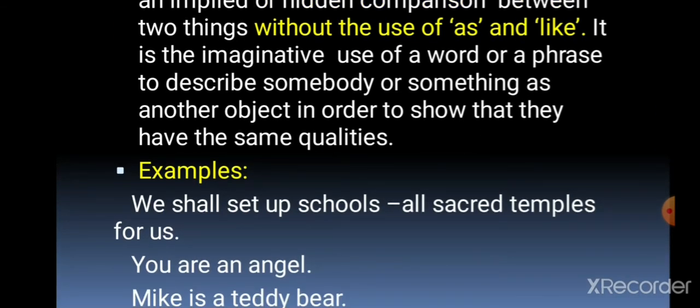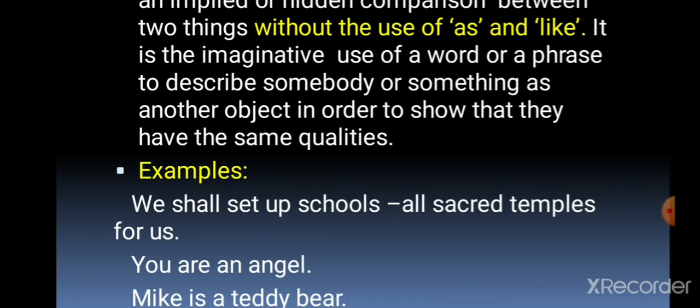We shall set up schools, all sacred temples for us. Yes students, here also we have made comparisons. What have we called schools? Temples. Okay, what are our schools? Temples. But students, look here, we have not used the words like and as. So which comparison is this, beta? Implied, or we can say hidden.